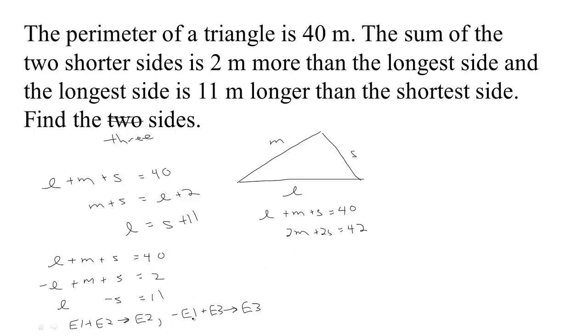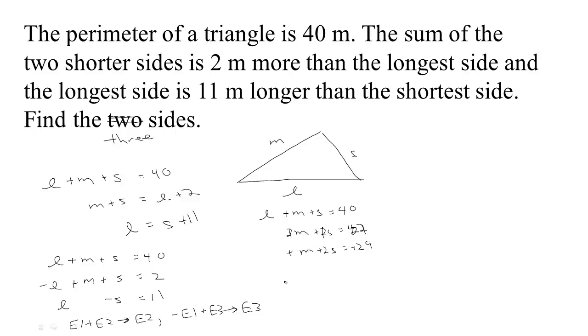And if I subtract equation 1 from equation 3, L minus L is nothing. Nothing minus m is negative m. And negative s minus s is negative 2s. And 11 minus 40 is negative 29. Good. I'm going to multiply this second equation through by negative 1 just so that it looks a little cleaner. And then I'm going to divide this one through by 2, so I'll get 1m plus 1s equals 21.